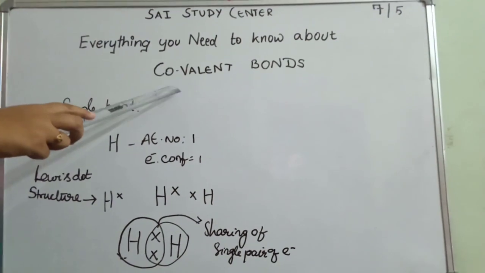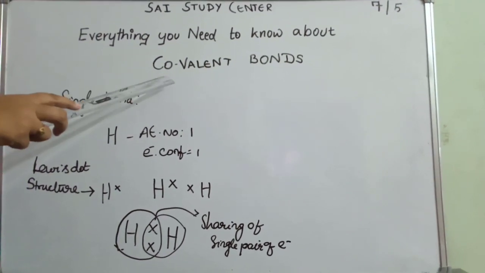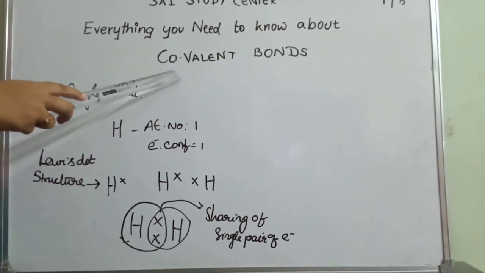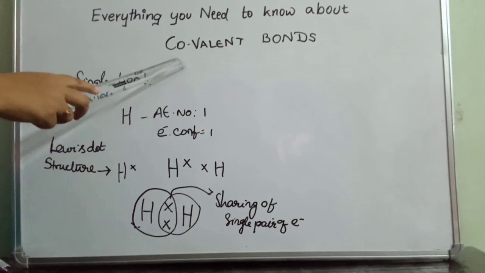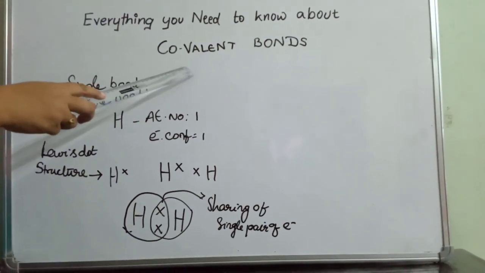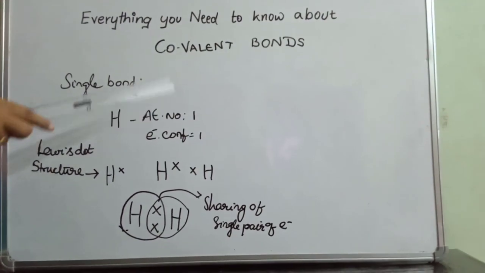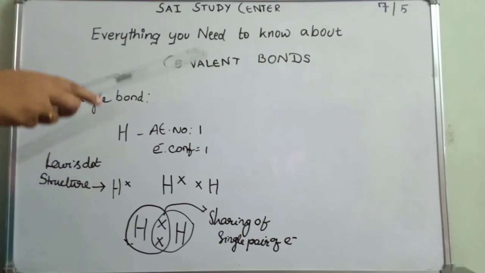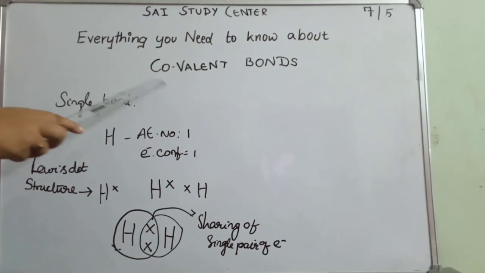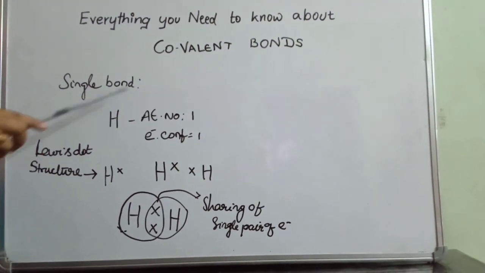Today we are going to learn about covalent bonds. A covalent bond is a bond which forms when electrons are shared between two atoms. So sharing of electrons creates a covalent bond. In covalent bonding, single bonds, double bonds and triple bonds can be formed. Now we are going to see how a single bond is formed.